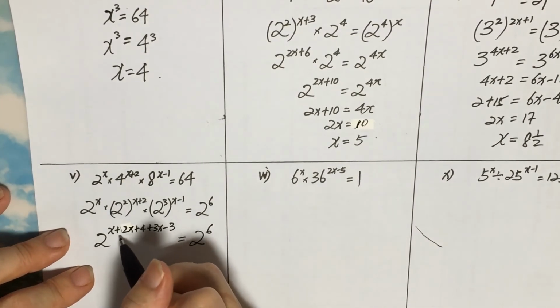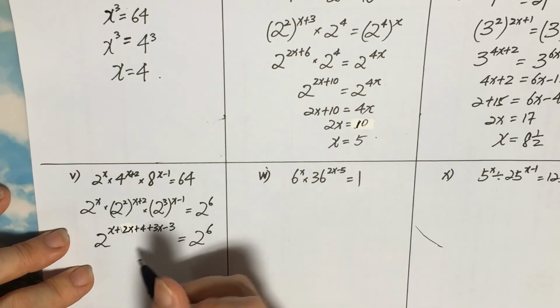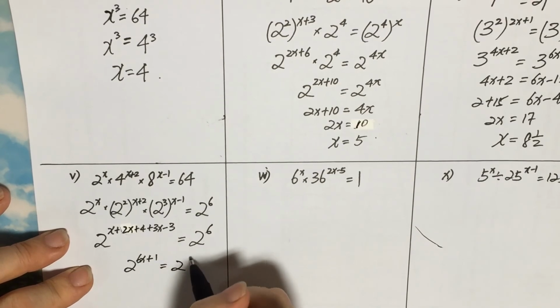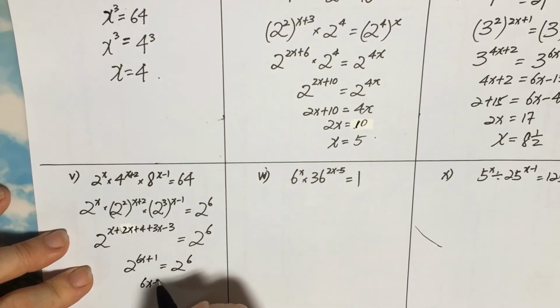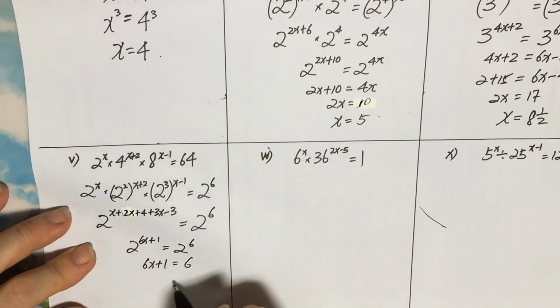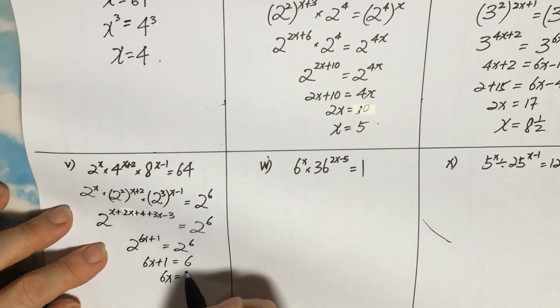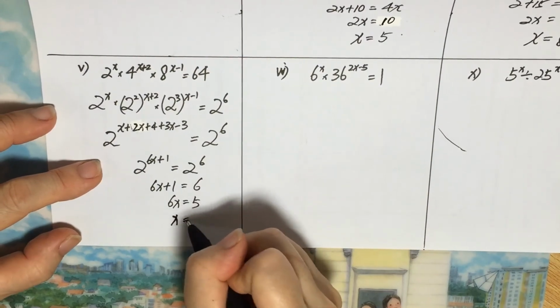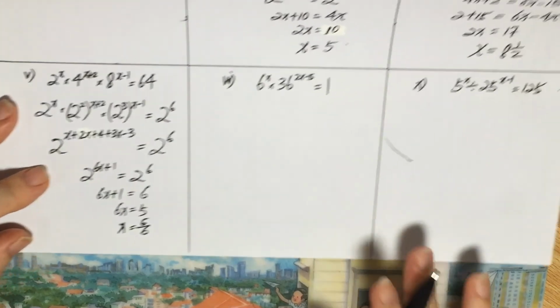Okay, so we have here 3, 5, 6. So 2 power of 6x plus 1 equals 2 power of 6. So 6x plus 1 is 6. So 6x is 5. So when 6x is 5, so x will be 5 over 6.